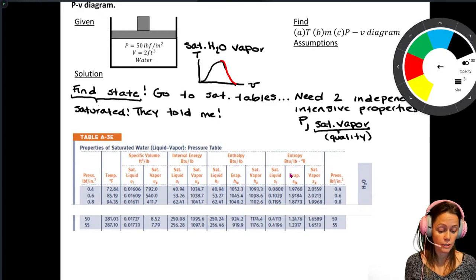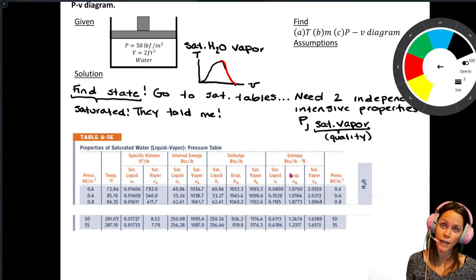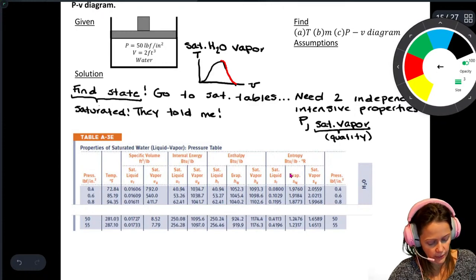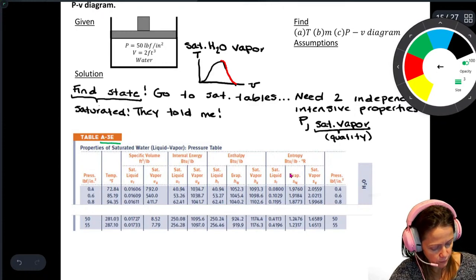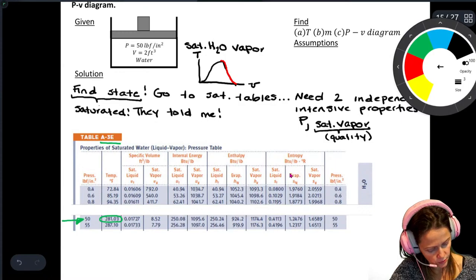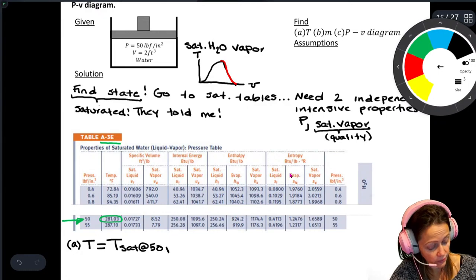So I'm going to go to the saturated tables that are organized by pressure. That's table A3, but I'm going to go to A3E because we're in English units, so just make sure you make a note of that. All right, so we're in A3E, and at 50 PSI you can see the only possible temperature that I could be at would be this 281.03. So the answer to A: the only possible temperature it could be at would be the saturation temperature at 50 PSI, and that's because we know that it's saturated.